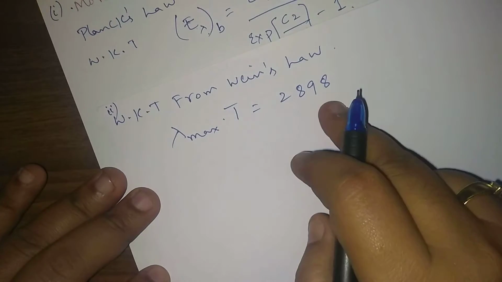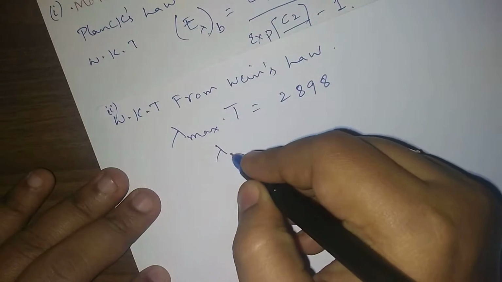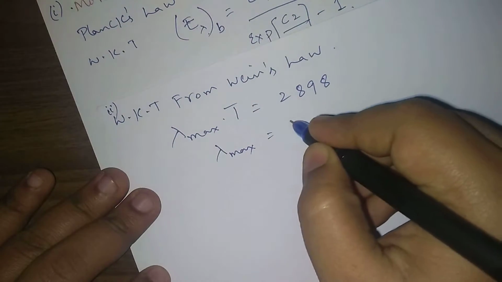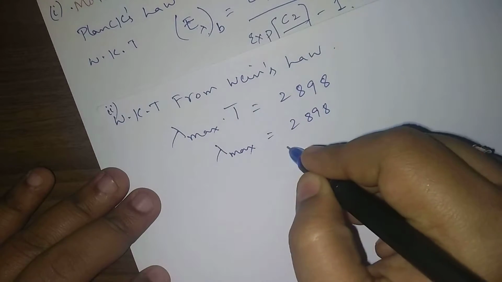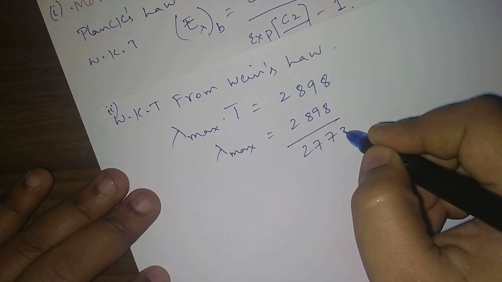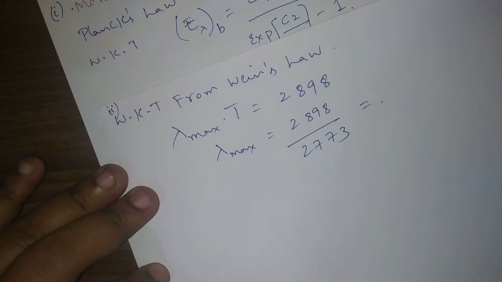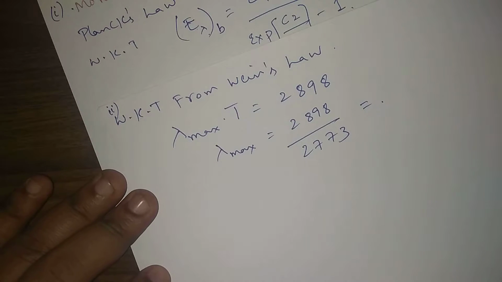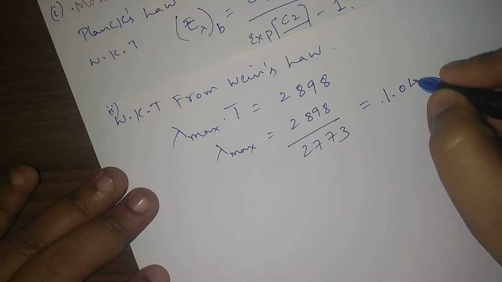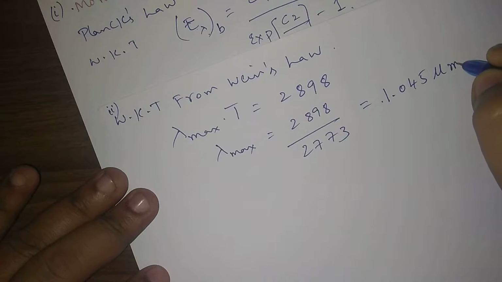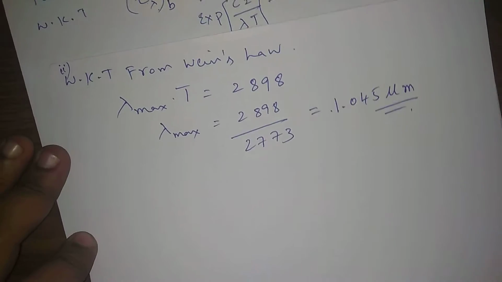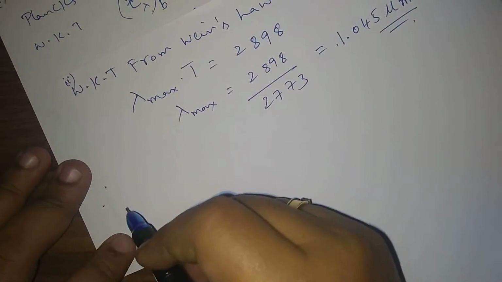So lambda max into T is 2898. Please calculate. Lambda max is 2898 divided by 2773. So what is the answer you are going to get for that? The answer is equal to 1.045 micrometer. So the second thing is also done.